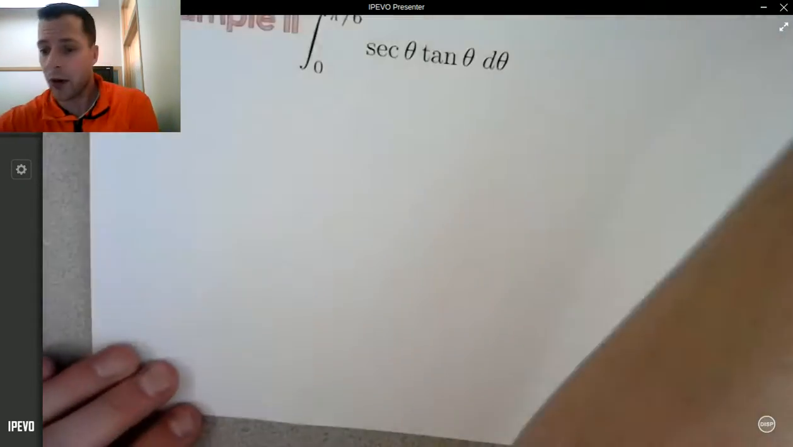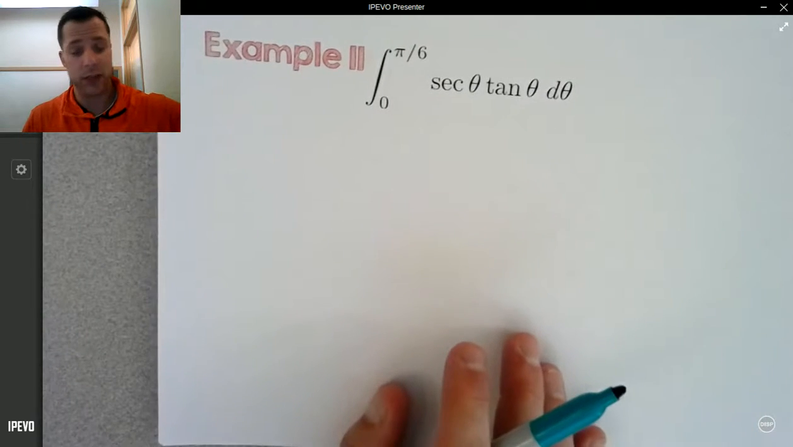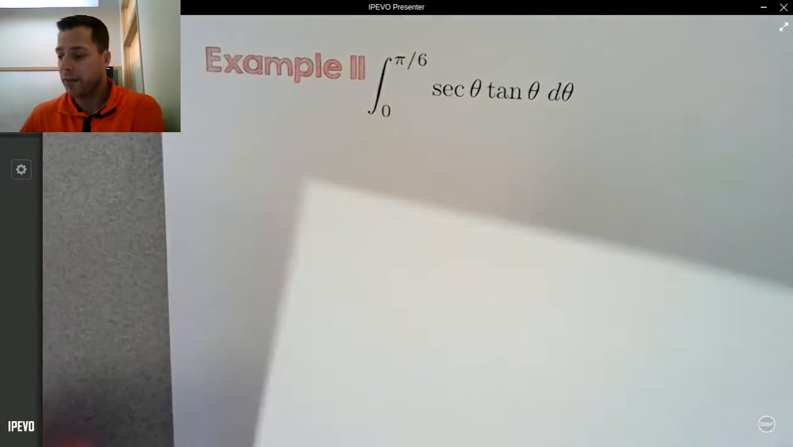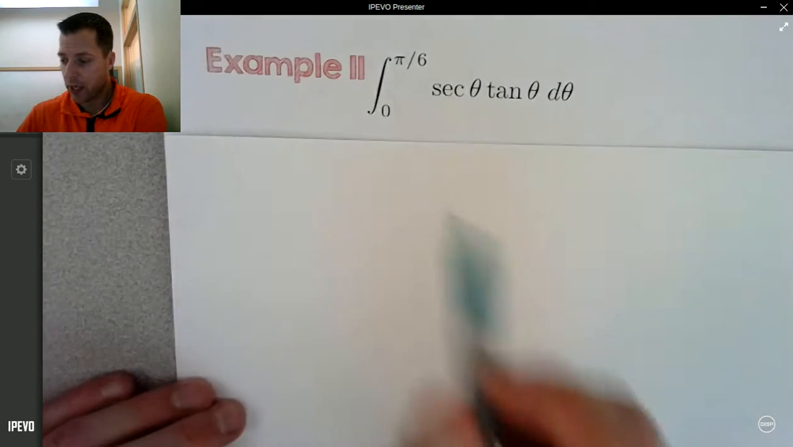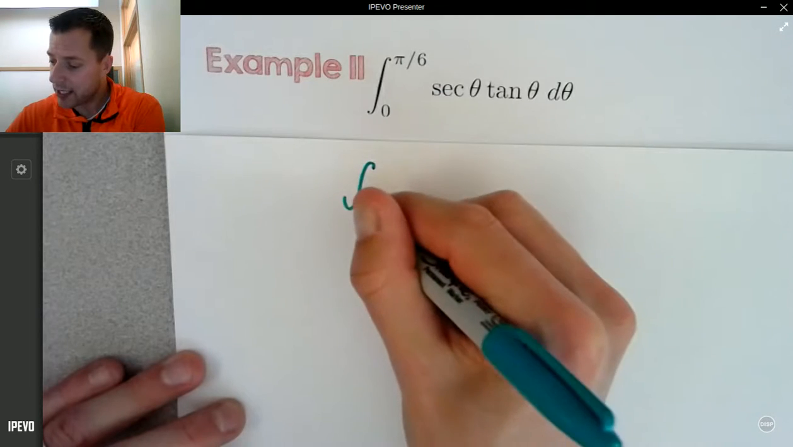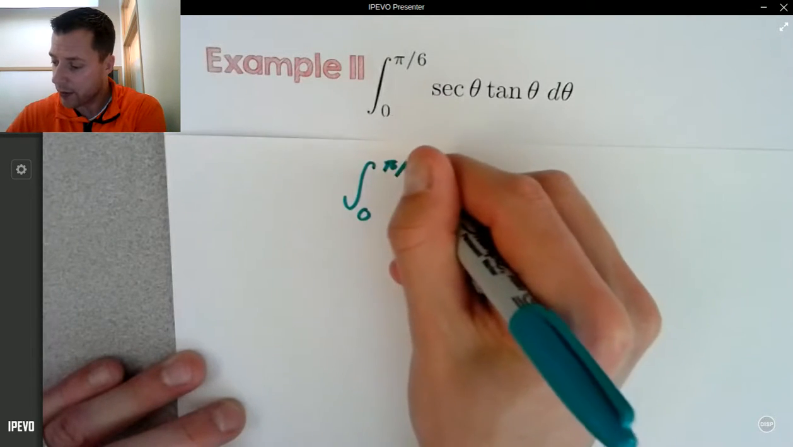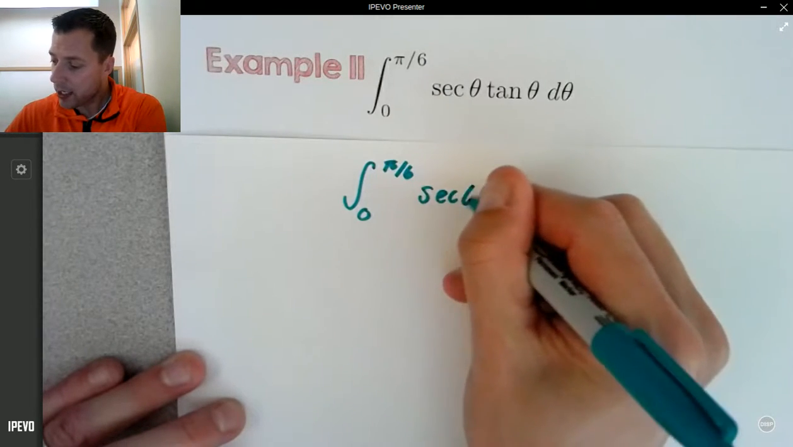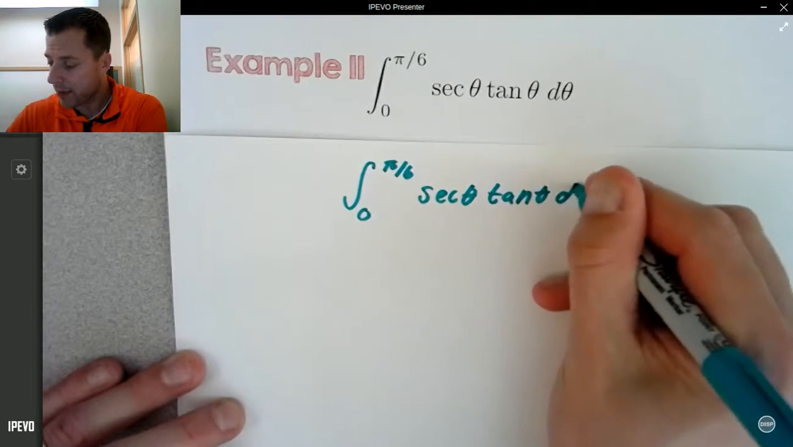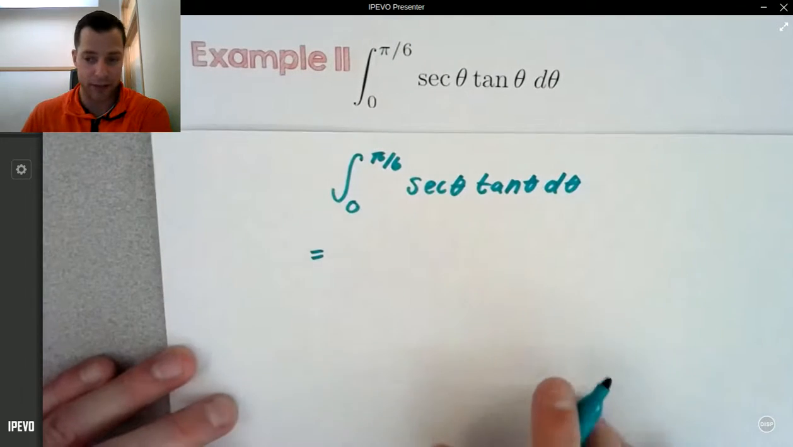If you're watching these videos, you should be familiar with all these antiderivatives of different functions. So here's a trig function now. We're going to integrate from 0 to pi over 6 of secant theta tan theta. So I write my problem out. Again, the first thing you do is ignore the upper and lower limit. You have to find the antiderivative, so you integrate first.